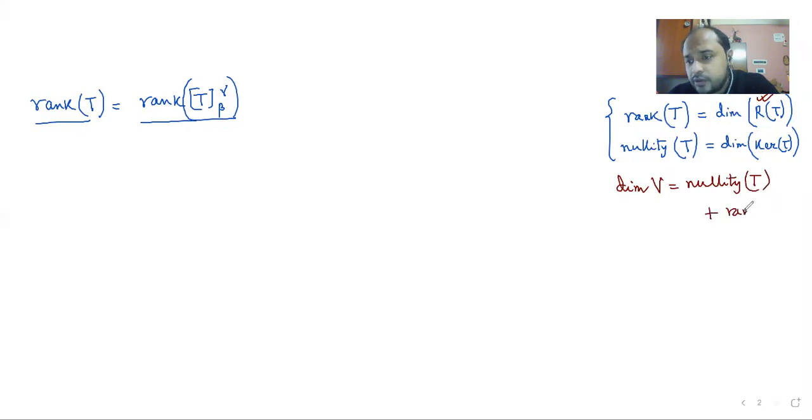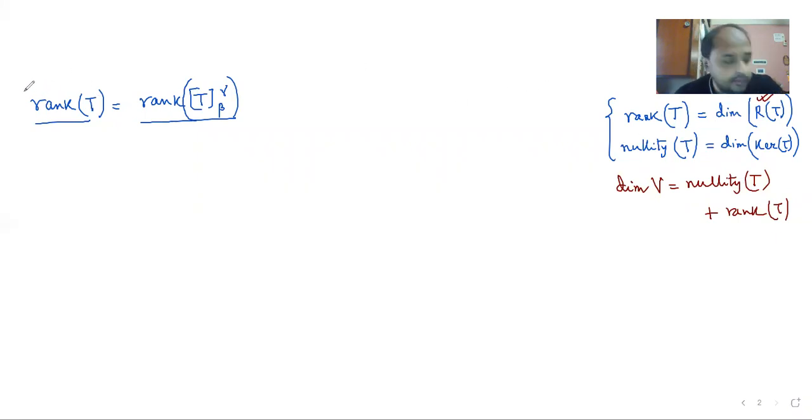plus rank of T. It happened once that one of the students gave me a problem, and he couldn't find rank of T, but he could find nullity of T, and the dimension of V was known to him. After putting these results in the formula, he was able to find rank of T, but he later asked me how to find rank T directly, because that problem became very difficult, and the range space of T was very difficult to understand for that particular problem. So now you look at this theorem.